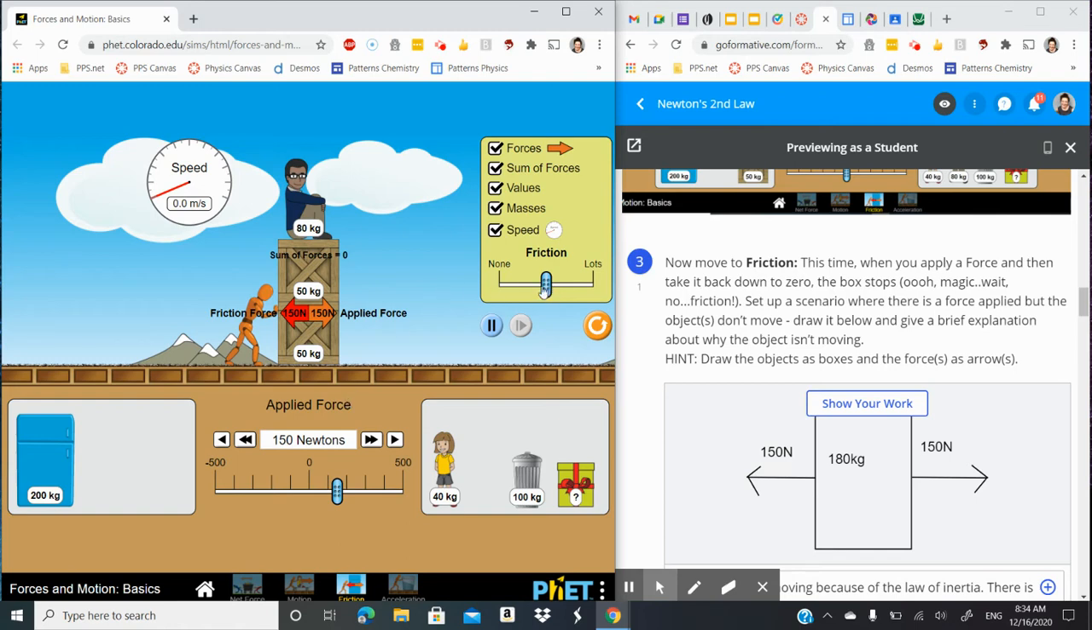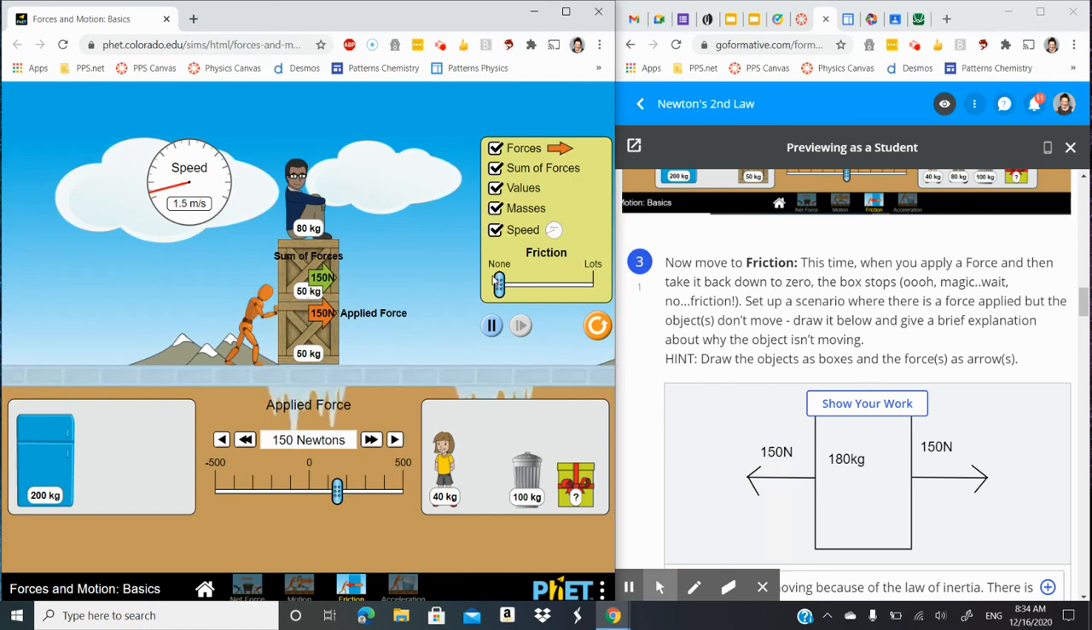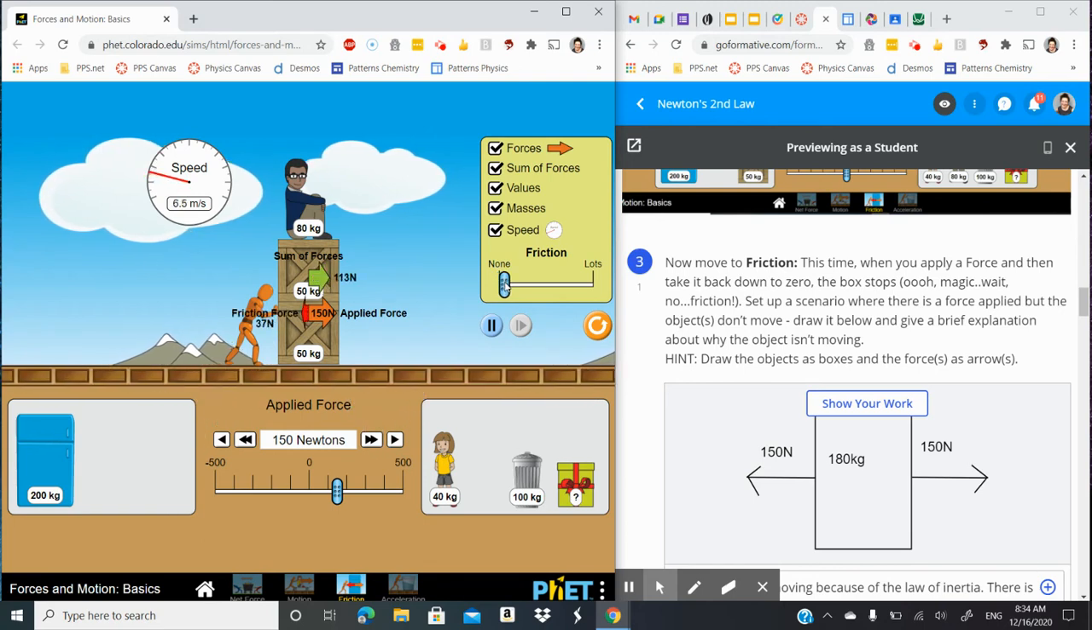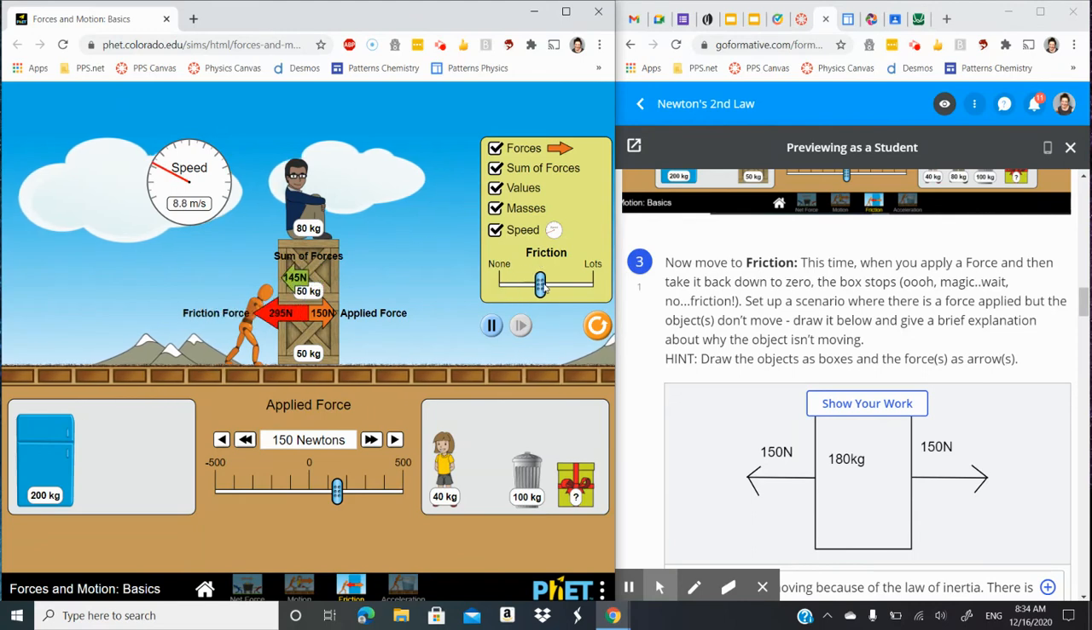Now, just so you know, if I bring that friction down, like if it's sliding on ice, this is why it's so much easier to push things on ice. There's very little friction on there. Now, of course, this is fake. Maybe there's a tiny bit of friction on there. Okay.